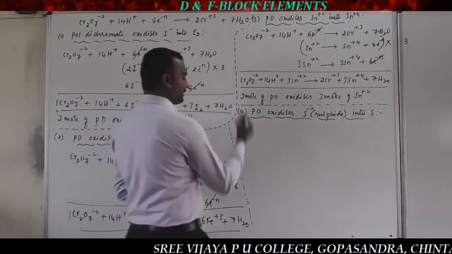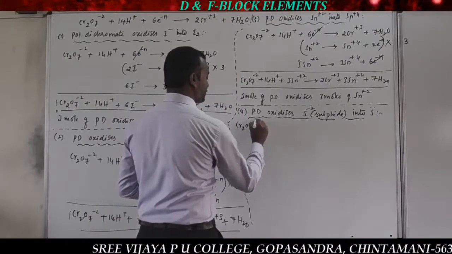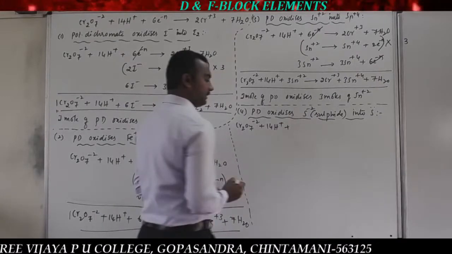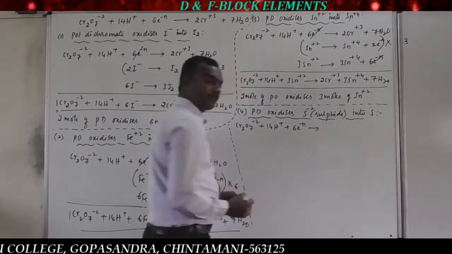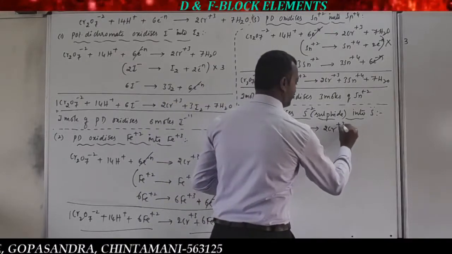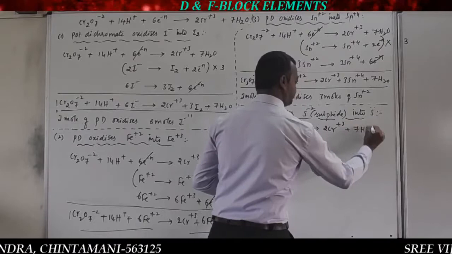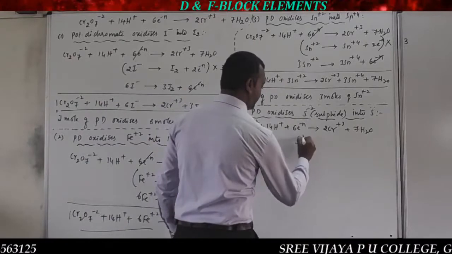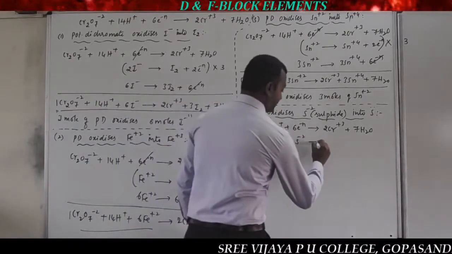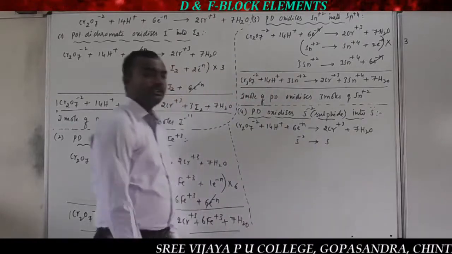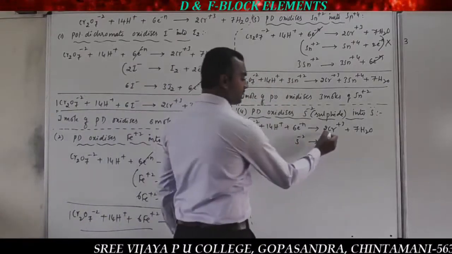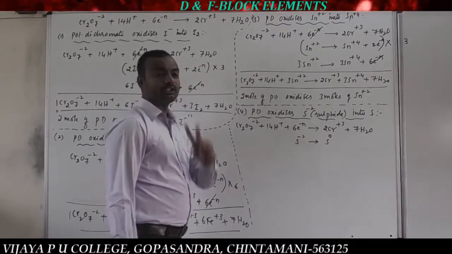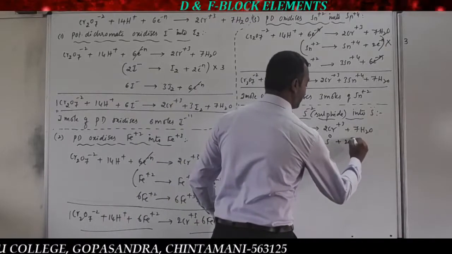So again, as usual, what is the general equation? Cr2O7 2- in the presence of acidic medium, that is 14H+, and how many electrons are required? 6 electrons. That gives the products 2Cr3+ plus 7H2O. Okay, so sulfide into sulfur. Sulfide S2- can be converted into sulfur. The element sulfur has what oxidation state here? 0 oxidation state. From -2 to 0, 2 electrons are removed, therefore 2 electrons are given.